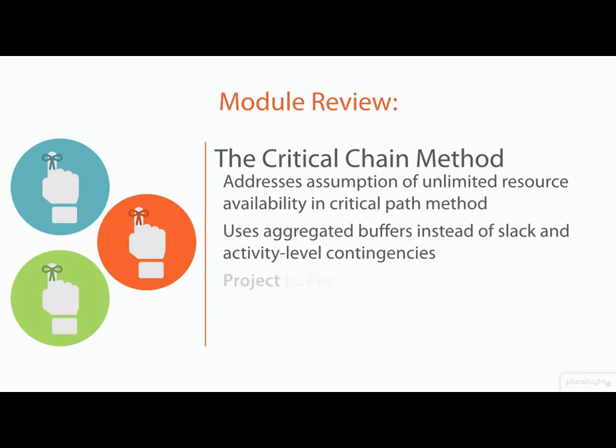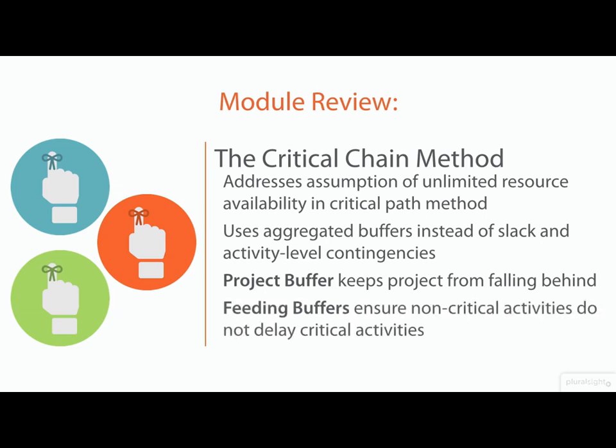The first type is the project buffer. This is found just before the completion of the project, and it helps keep the entire project from falling behind. So this can be drawn on even by critical chain activities. The second are feeding buffers. Now, these appear just before any non-critical activities intersect again with critical activities moving forward. And these buffers help to ensure that the non-critical activities don't cause delays along our critical path.